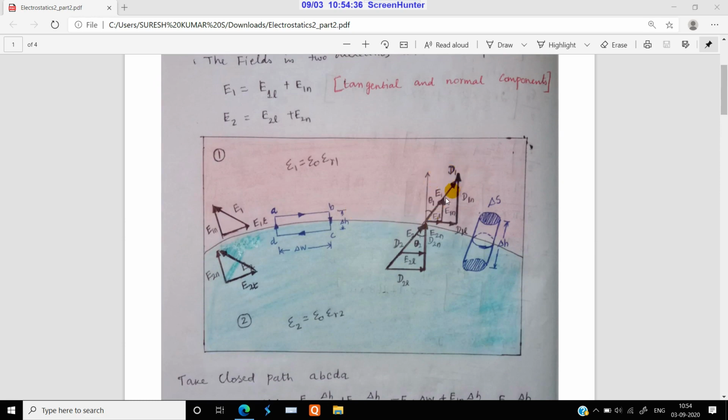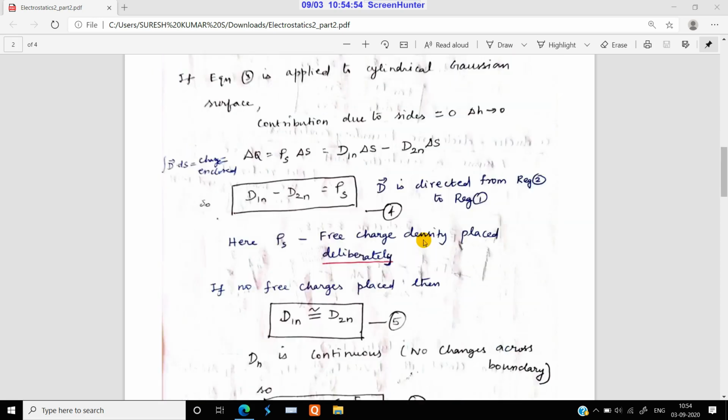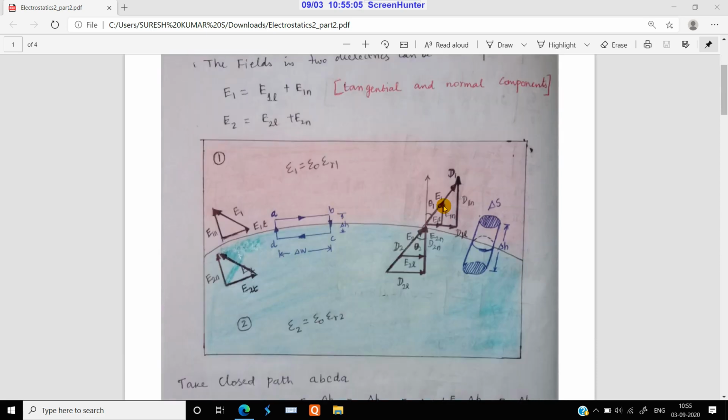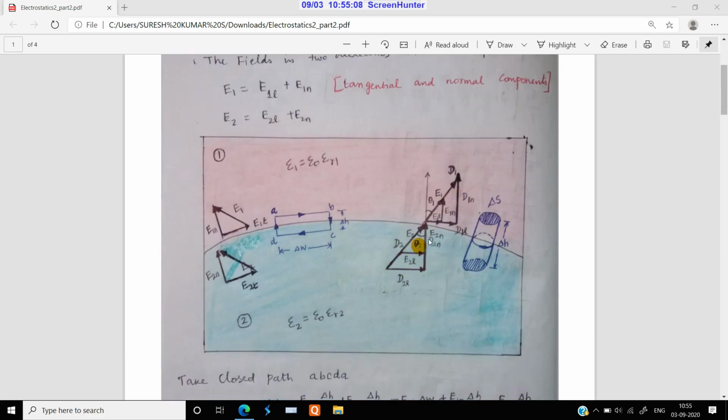So we can take a triangle like this. If it is going to be a triangle, then this particular D1 can be decomposed into a sine component as D1 into sine theta 1 along this particular side. So we can say this E1t is equal to E1 sine theta 1 and also E2t as E2 sine theta 2. Also we can take from this particular side, this is theta 1.